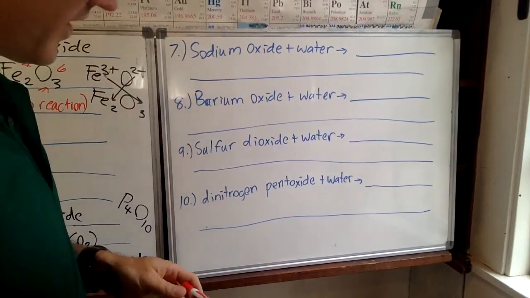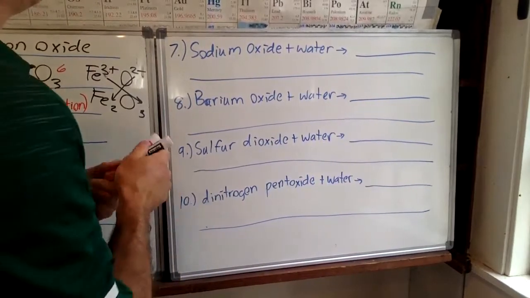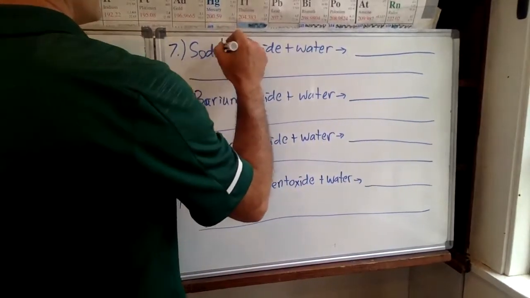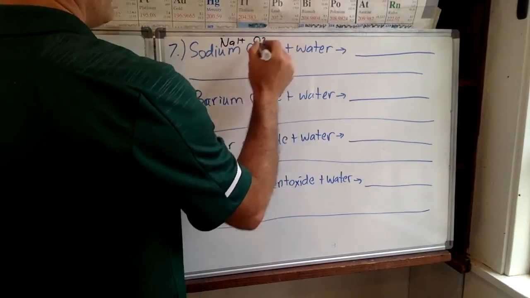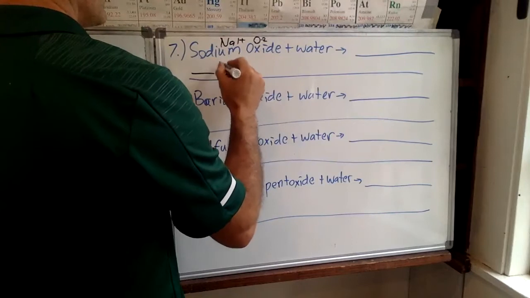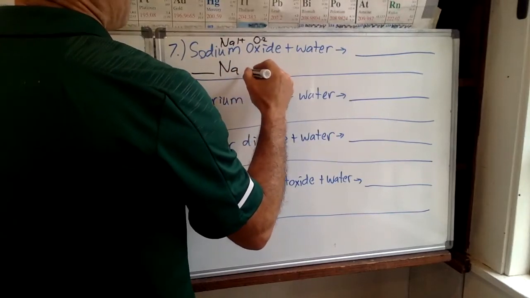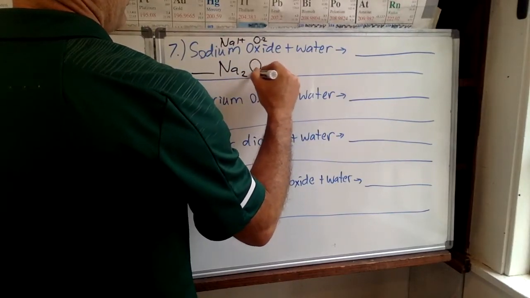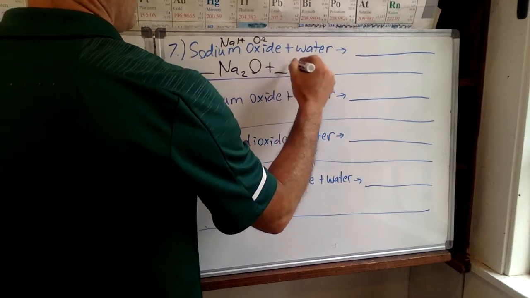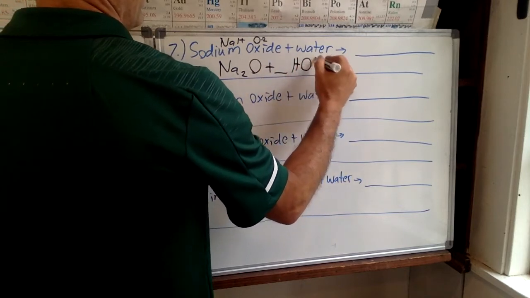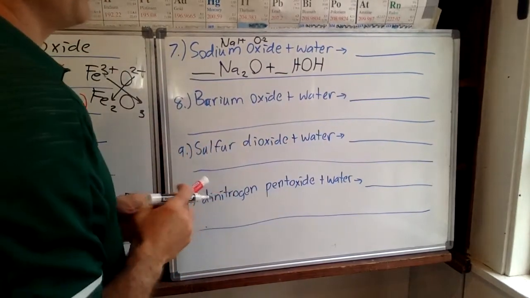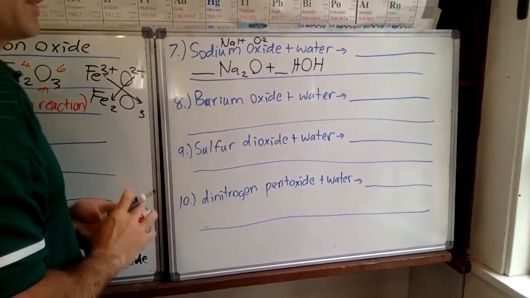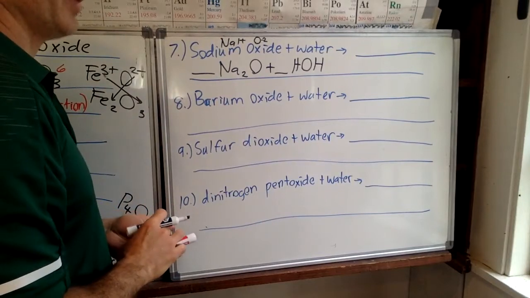So we have sodium hydroxide. Let's write that out. Sodium is Na1 plus, and oxide is O2 negative. So that's Na2O, and this is plus water. I'm going to write water kind of weird to help us figure this out a little bit, although that might not help that much.